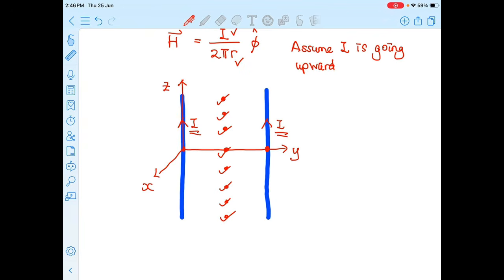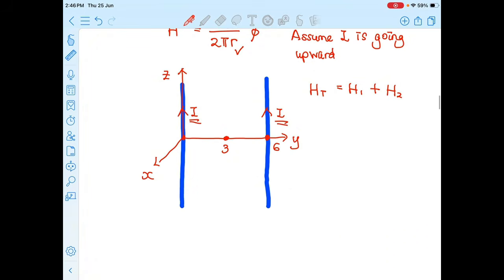So here I will just assume one point. Assume that I want to find the magnetic field at this position. This position is 3, and this is 6. We have to find the total H, which means we have to find the H coming from wire number 1 plus the H coming from wire number 2. So I will label this one as wire number 1 and this is wire number 2.